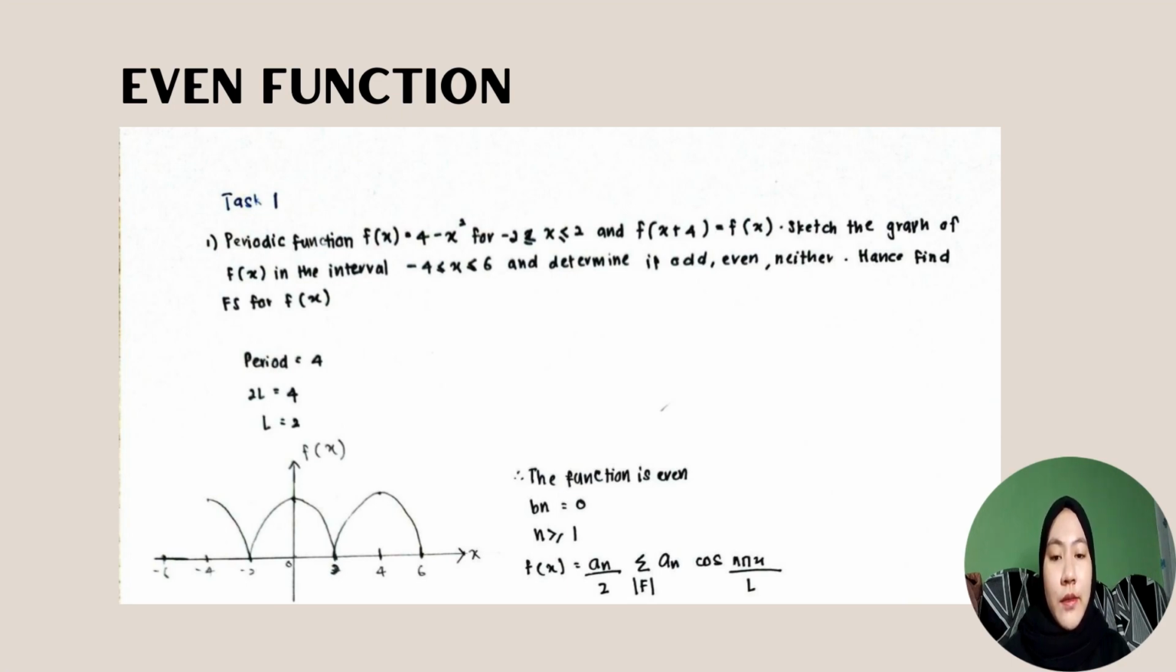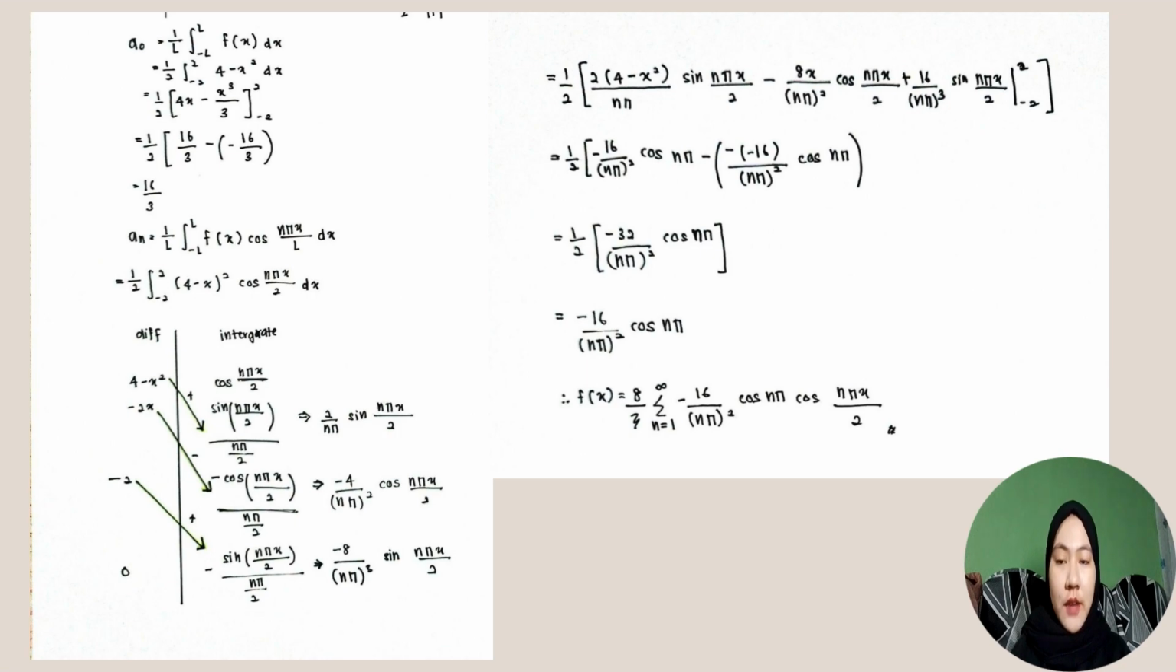After we know the function is given, we have to substitute in the formula, which is f(x) equal to a0 over 2, plus the sum of an cos n pi x over L. After we know the value of L, we substitute in the formula, which is 1 over L, integrate negative L to L, function of dx. So half, 1 over 2, because we get L equal to 2. So negative 2 to 2, 4 minus x squared dx. After that, we integrate like usual, and we get the answer 16 over 3.